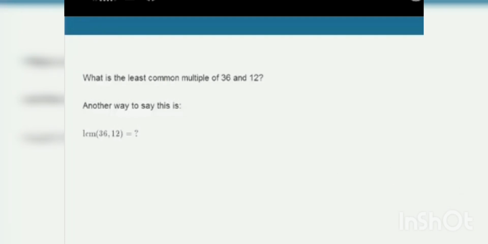That one was too easy. What is the least common multiple of 18 and 12? And they just state this with a different notation. What's the least common multiple? Or the least common multiple of 18 and 12 is equal to question mark.